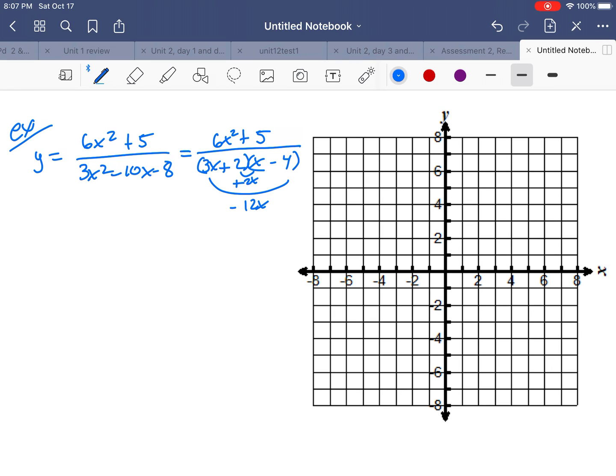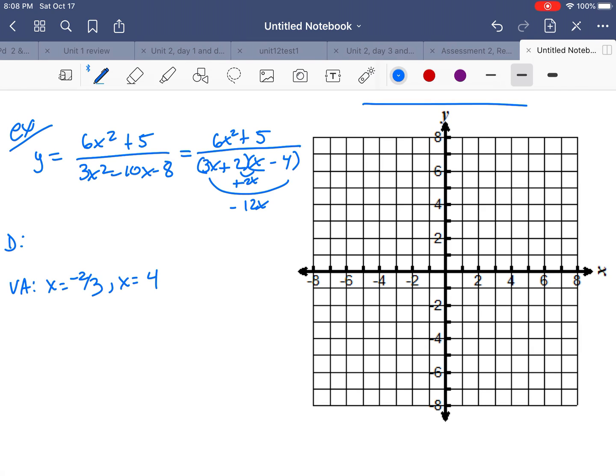Okay, so let's begin. My domain is everything except my vertical asymptotes. My vertical asymptotes are going to be at negative 2/3 because that's the 0 of this factor right here. And then my other vertical asymptote is going to be at 4 because that's the 0 of that factor right there. So that also leads me to my domain. My domain has 2 problems: it can't be negative 2/3, and it can't be 4.